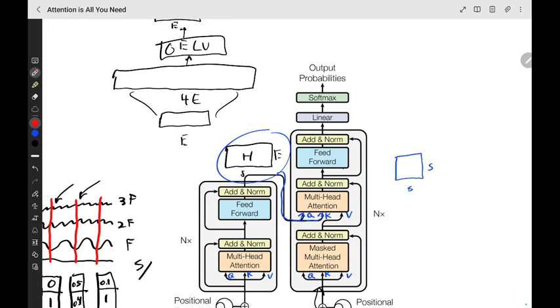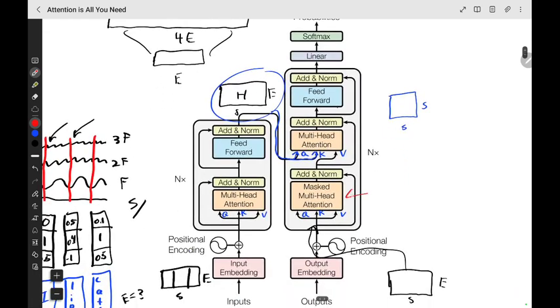And yeah, y'all want me to talk about masked multi-head attention? Y'all are curious about that? I can do that. All right.